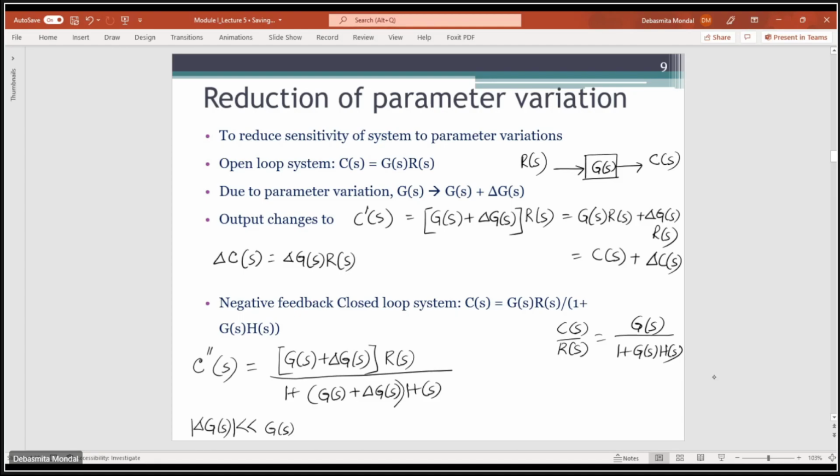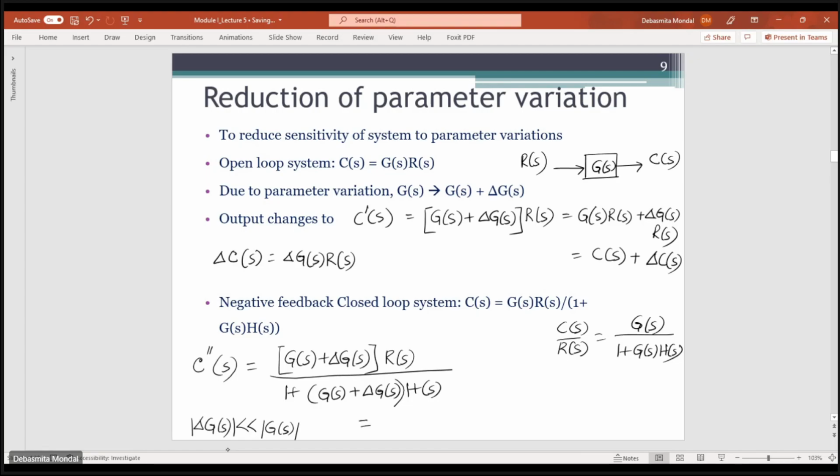So the magnitude of the variation in the forward gain or the forward transfer function is much less compared to the original value. Now, if this is the assumption, then we can write this equation. In the denominator, we can neglect this delta GS into HS part, and we can write it as this.